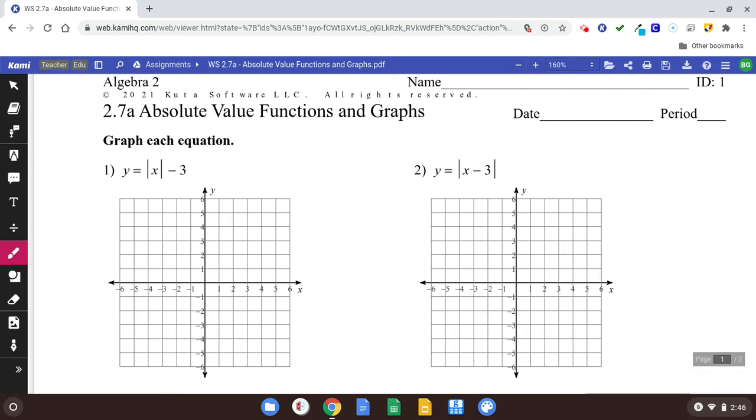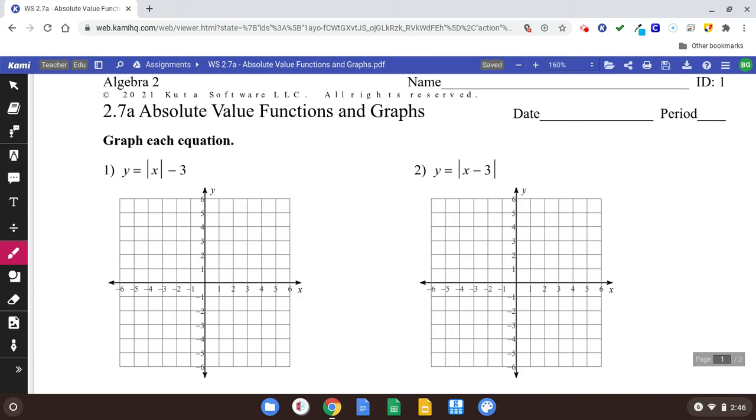2.7 absolute value functions and graphs. We've already talked a little bit about this, but you want to know before you start that an absolute value function is going to be a V-shape. So every one of these absolute values is going to be a V-shape. I don't know what it's going to do. It might flip or shift or something like that, but you know going in it's a V-shape.